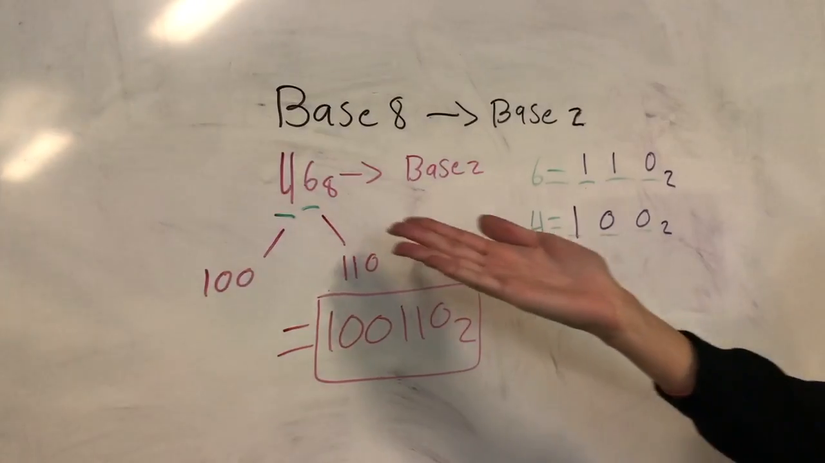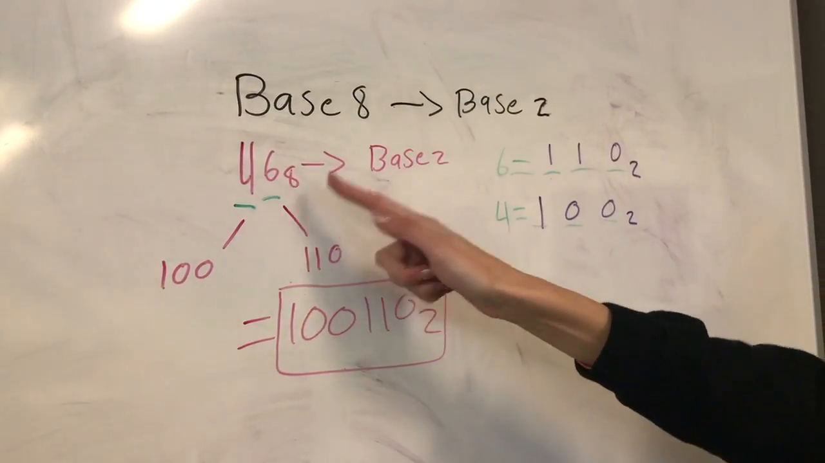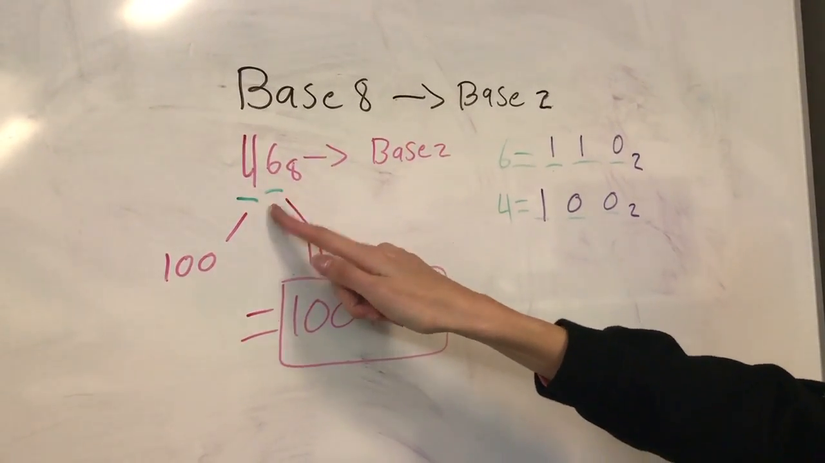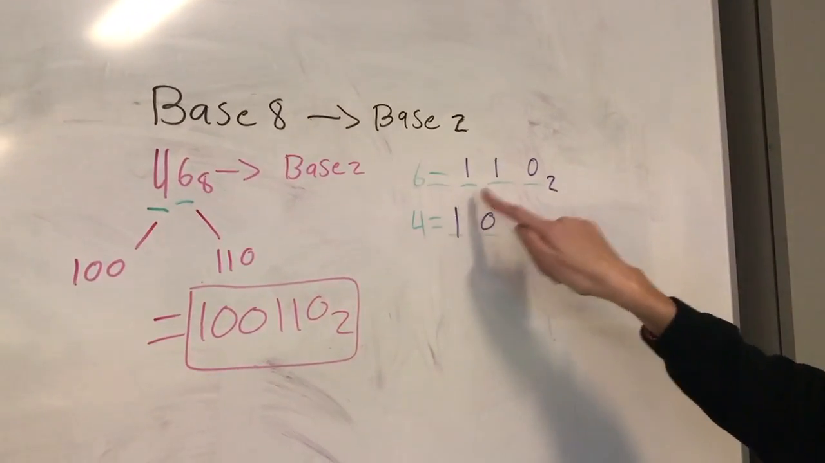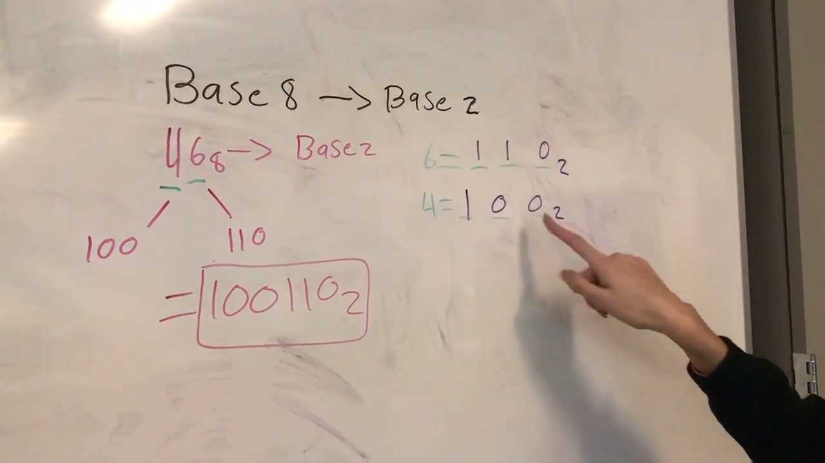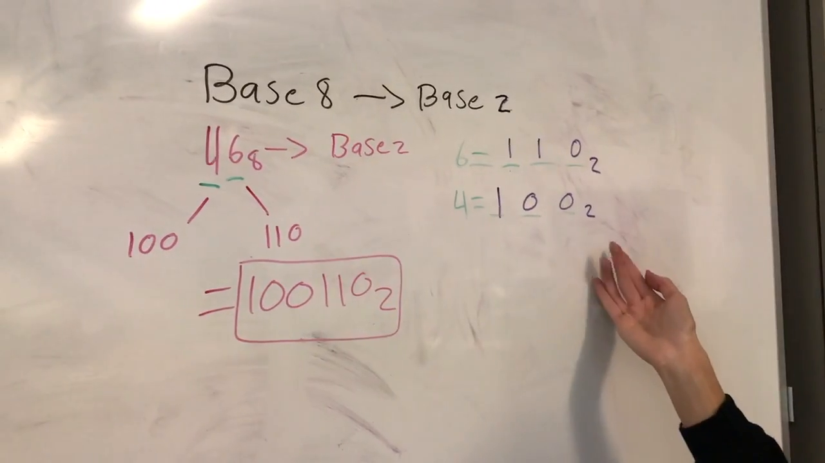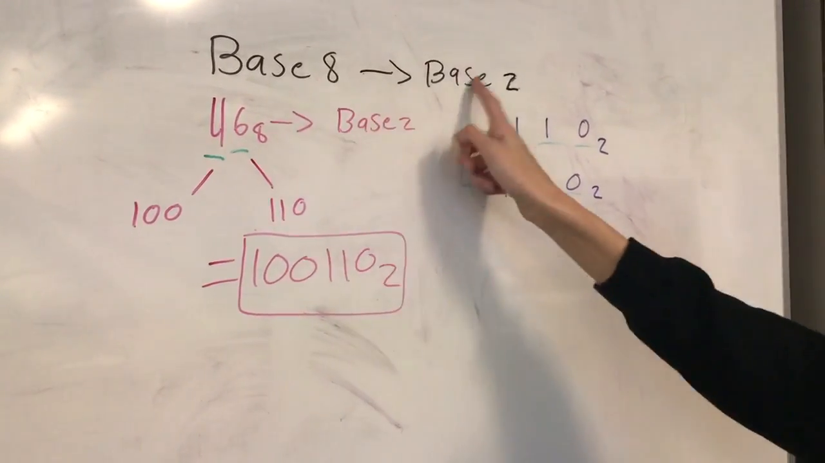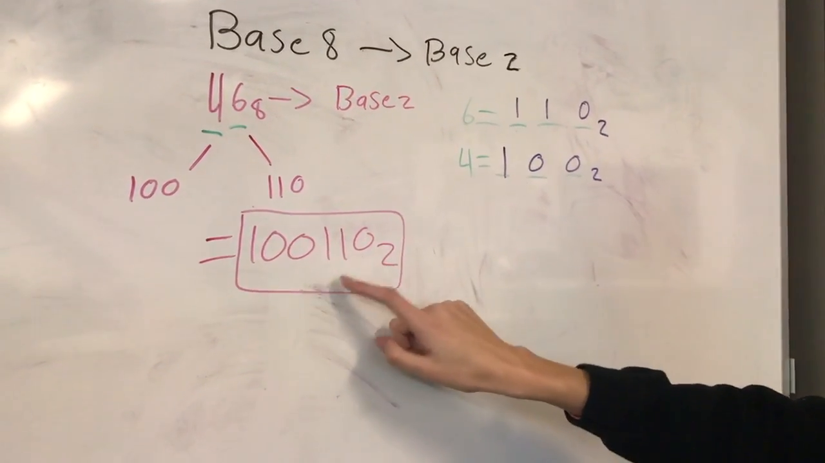So here's our number, 46, in base 8, and we're going to convert it to base 2. So what you have to do is get the two numbers separately. Base 2, 6 is 110, and then for base 2, 4 is 100. So since you have these two numbers, all you have to do is combine them, and so the answer for base 8 to base 2 is 100110.